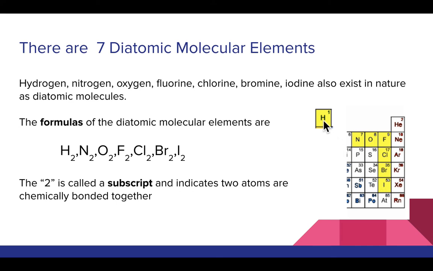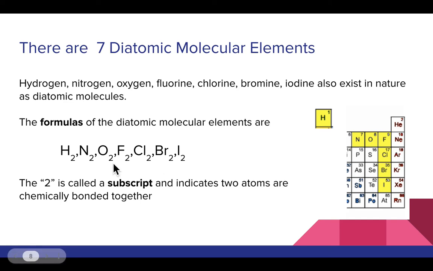Now, we write formulas. If it's just an element, then we can just write the symbol. But if it's a molecule, we have to write a formula. And a formula shows how many elements or how many atoms are in a particular molecule. So the formulas for the diatomic molecular elements are H2, N2, O2, F2, Cl2, Br2, I2.